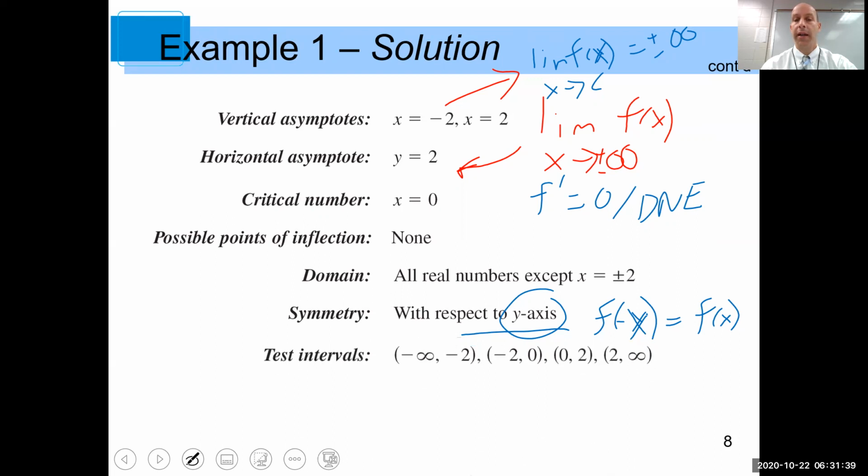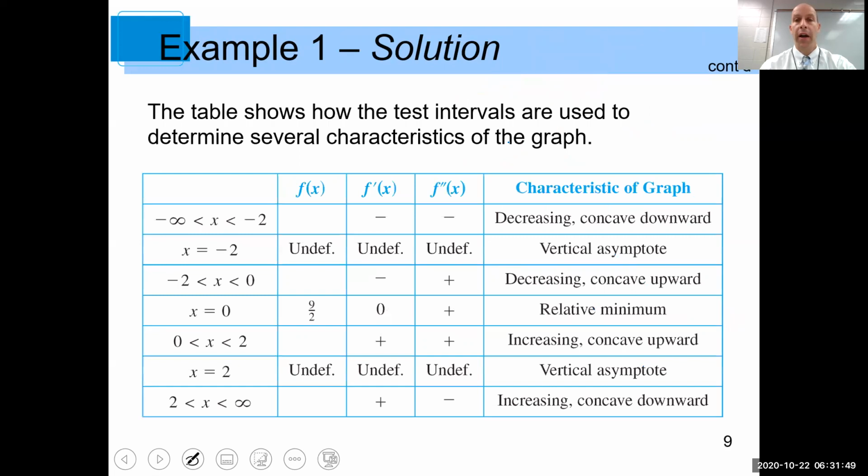And so here are our test intervals, and notice that these test intervals are coming from our domain here. So now I've got a table here all set up with all of this stuff. Looking at the second derivative, we see that it is negative on the interval negative infinity to negative 2. That makes it concave down. The first derivative is also negative there.